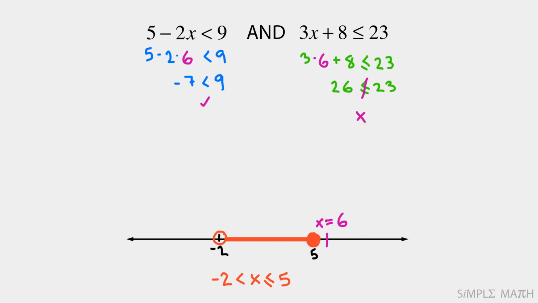Remember, we need values of x that satisfy both inequalities, so x equals 6 can't be included in our solution set. Feel free to try other values for x both inside and outside of the solution set, and you should get the same results. Now let's go ahead and take a look at another example.